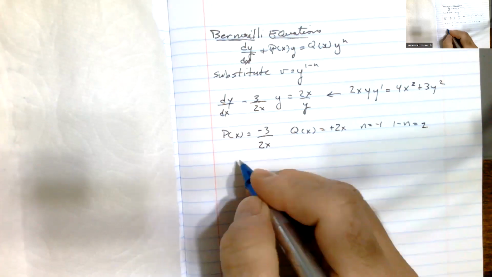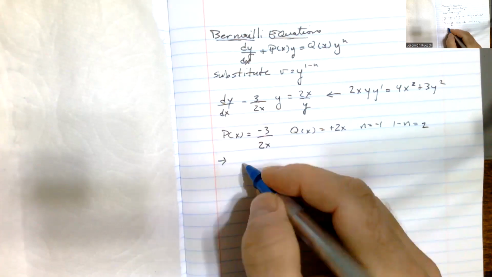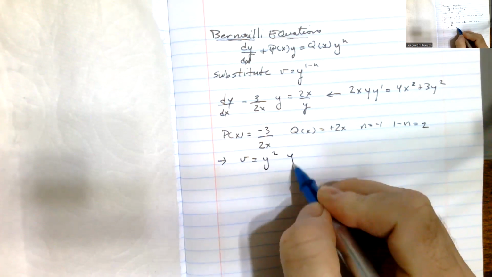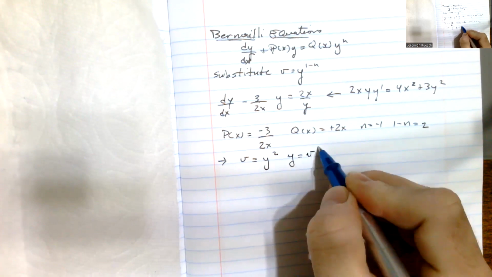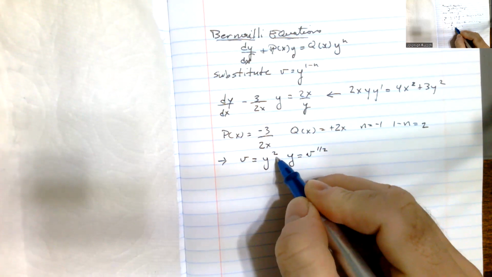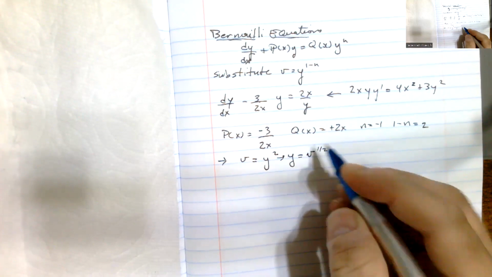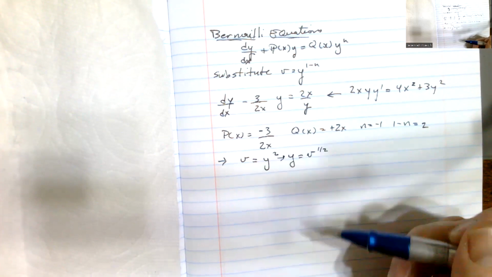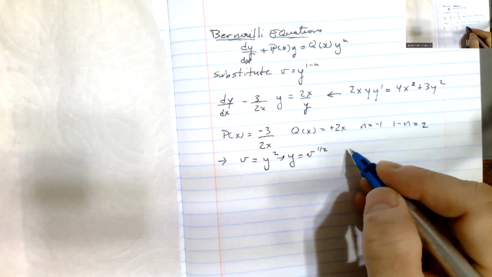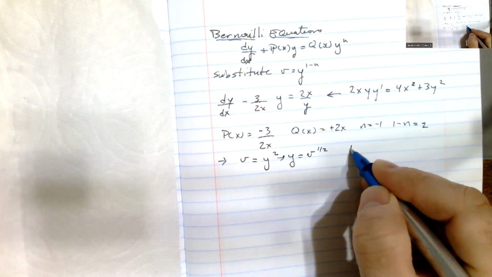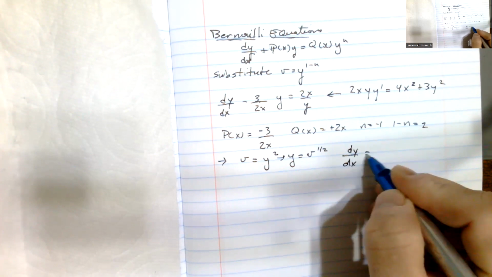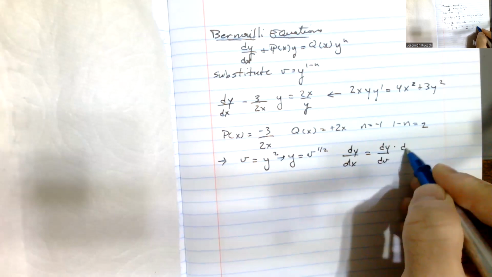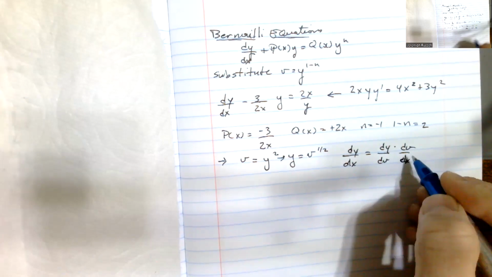Okay, so according to our substitution, v is going to equal y squared. Another way of saying that is y is equal to v to the 1 half, solving for y and taking the positive root. Now we do need to substitute in for dy/dx in terms of v. One observation to note is that dy/dx is equal to dy/dv times dv/dx in the change of variables there.